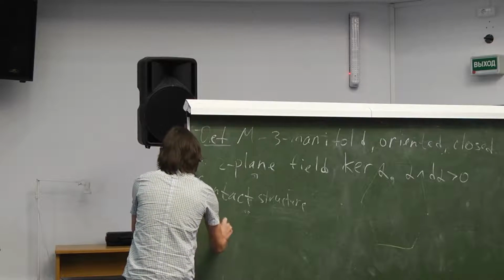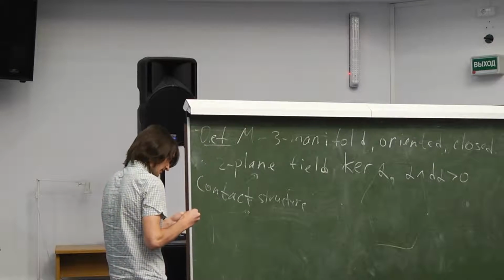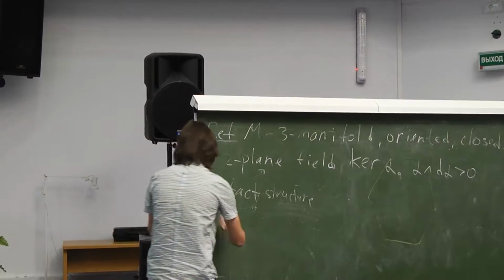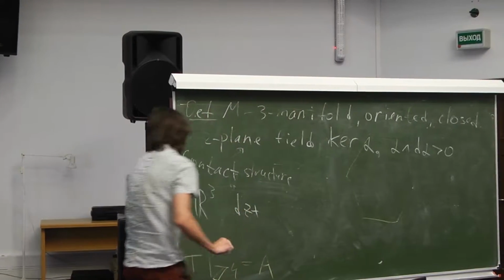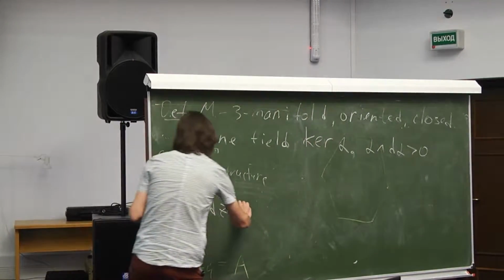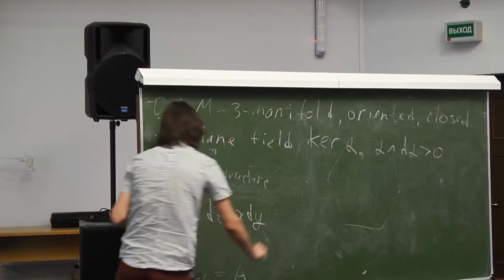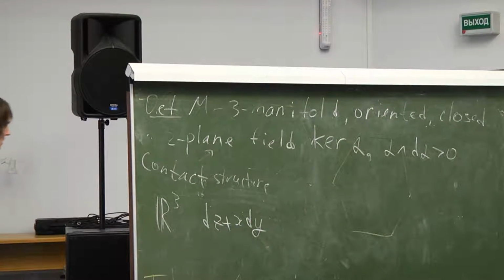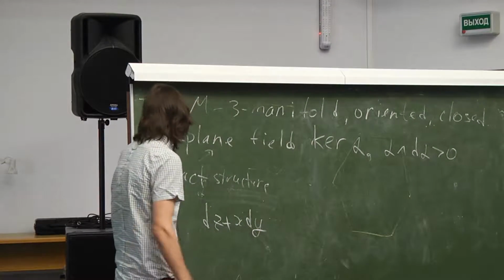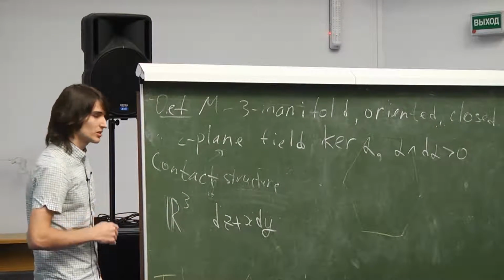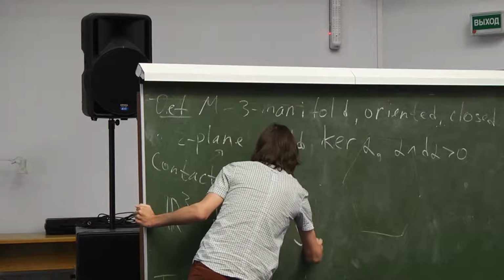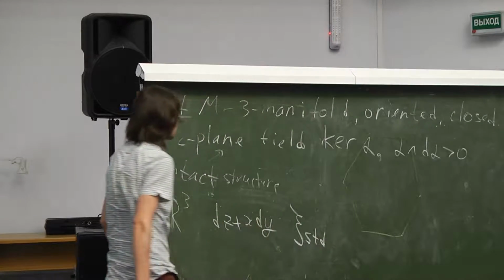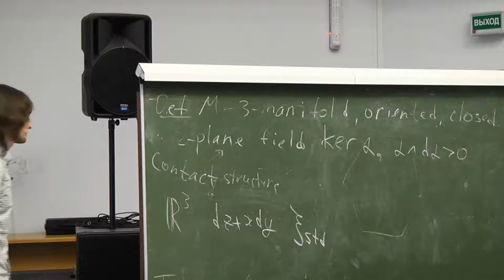Example. R3. Take the form dz plus x dy. It is easy to check this is a contact structure. It is called the standard contact structure, xi standard.